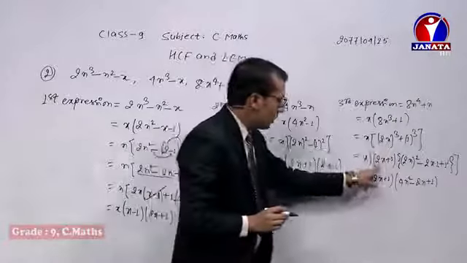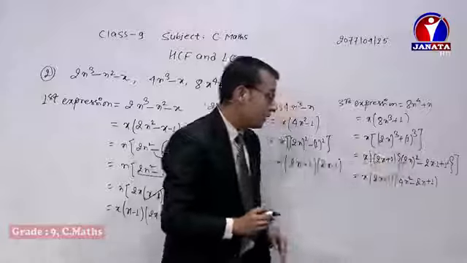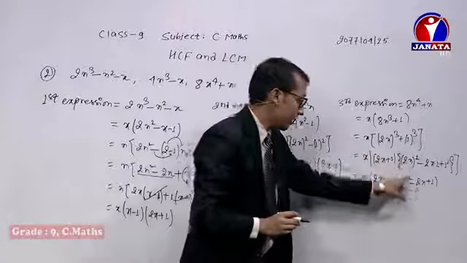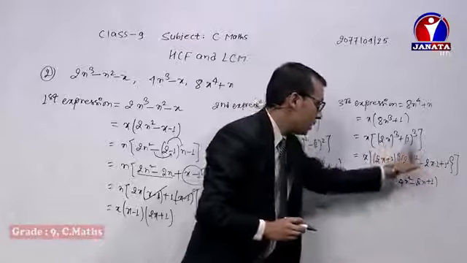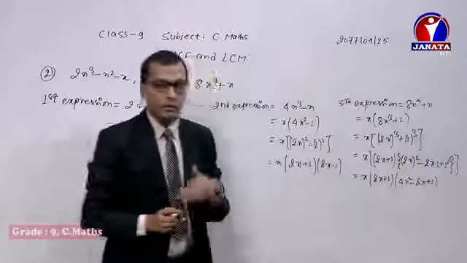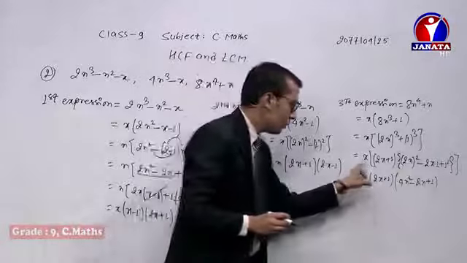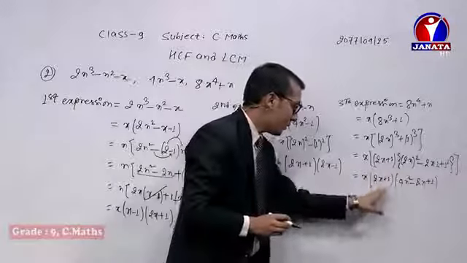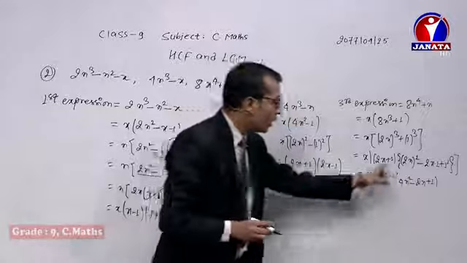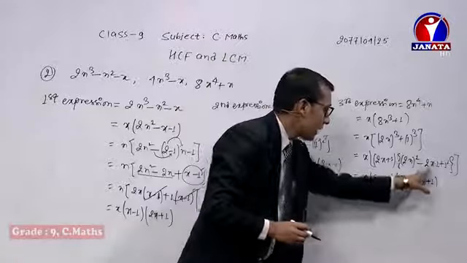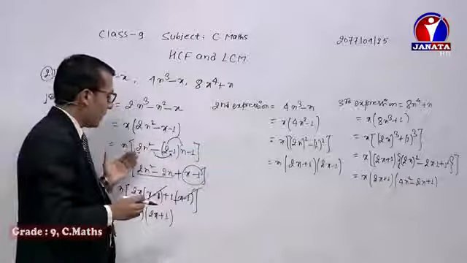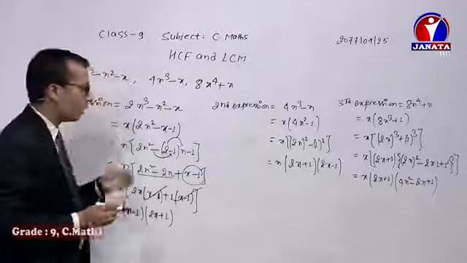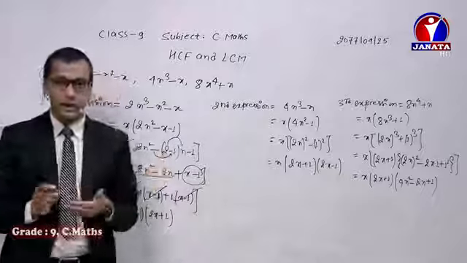So a plus b, a square is 2x whole square minus a is 2x, b is 1 plus b square is 1 square. So this is equal to x as it is, 2x plus 1 same. What is 2x whole square? 4x square minus 2x plus 1. Now we can see what are the common factors from all these three expressions.